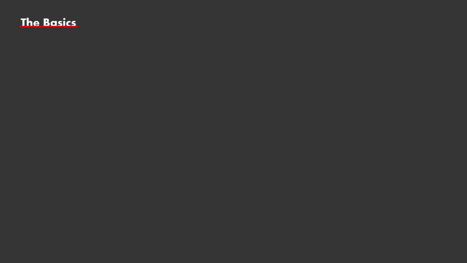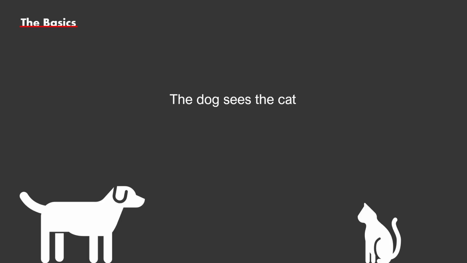Before we explain cases, we have to go through the basics of word order again. The dog sees the cat. Let's make it a bit easier this time. And as you can see by the diagram here, the dog does indeed see the cat. We can split these into three parts: the dog, sees, and the cat.